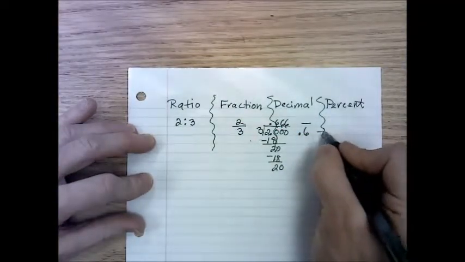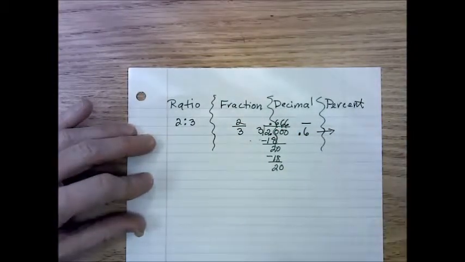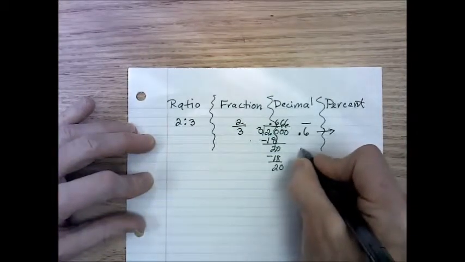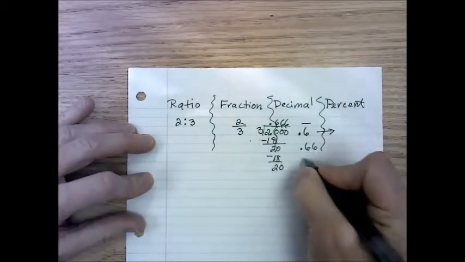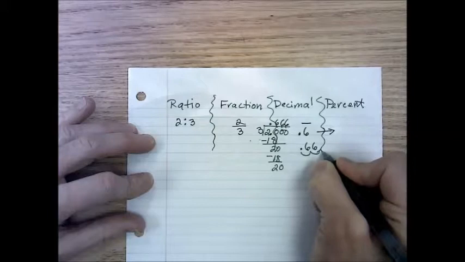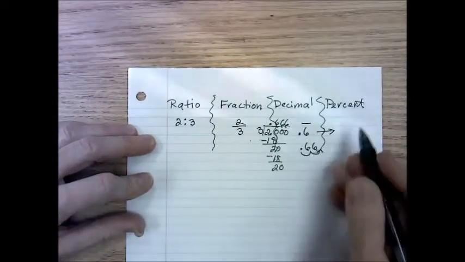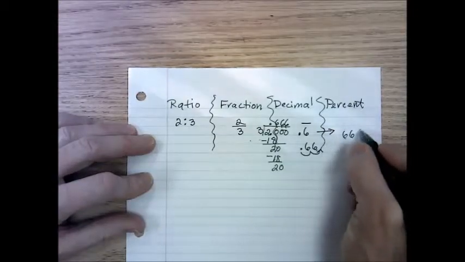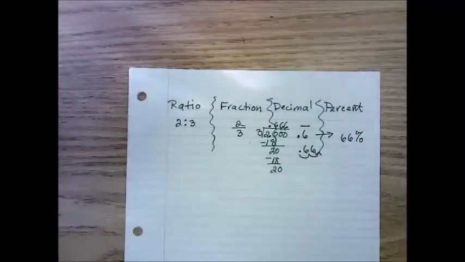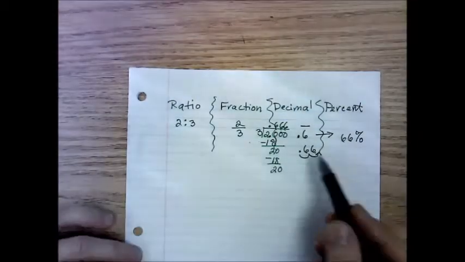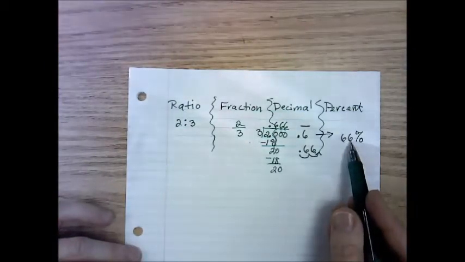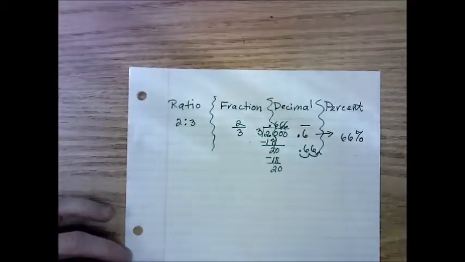So if we change this to a percent, we have to be careful with this one. If we're moving the decimal point 2 places, we have to remember that that is a 6, not a 0 here, since this repeats, and that would now be 66%. So just be careful with your repeating decimals. You don't want to put a 0, you need a 6 there.